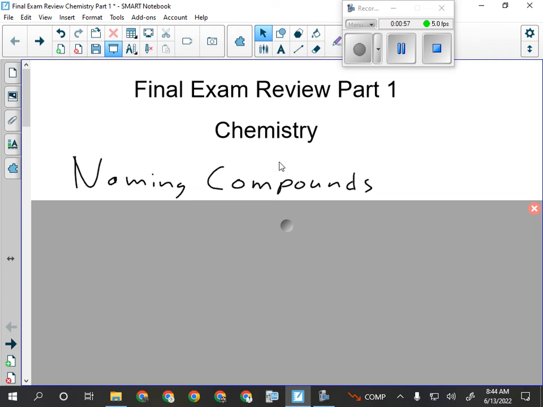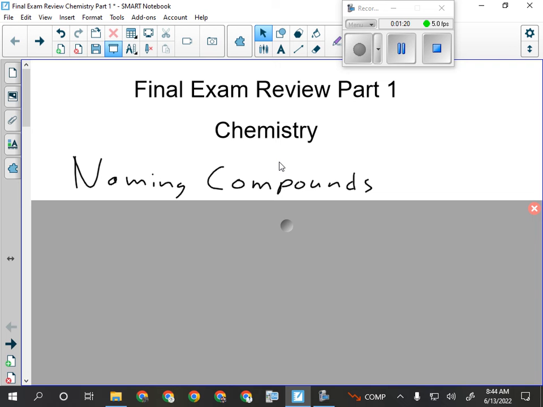Why is naming compounds important? Because you can't do anything else in the unit if you can't do that. You can't write a chemical reaction. You can't properly balance a chemical reaction. You can't predict the products of a chemical reaction. You can't do a mole equation calculation if you can't do this. This is a fundamental skill that is required for chemistry.